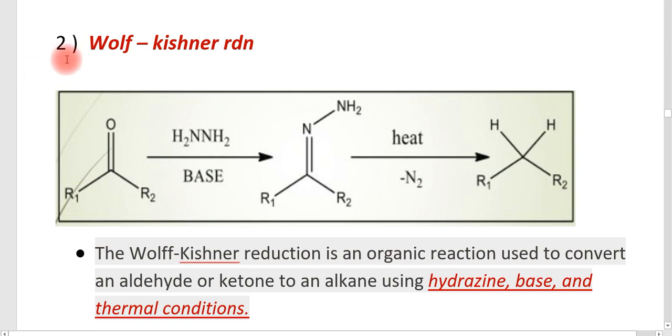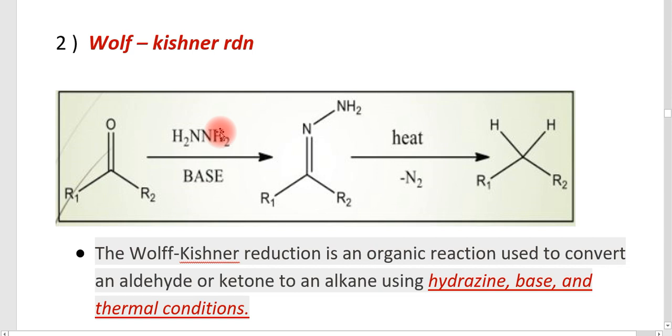Next reaction is the Wolff-Kishner reduction. The name Wolff-Kishner has come after two scientists, Ludwig Wolff and Nikolai Kishner. The Wolff-Kishner reduction is also a reaction used in organic chemistry to convert carbonyl functionalities into a methylene group. Okay, let us see how it happens.